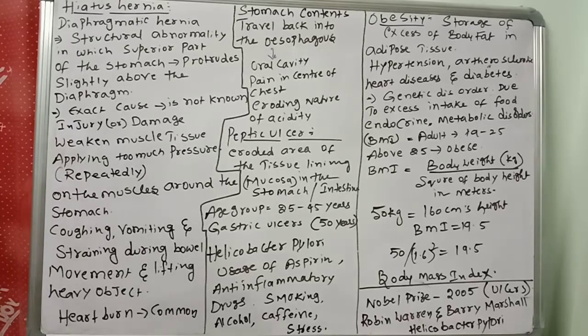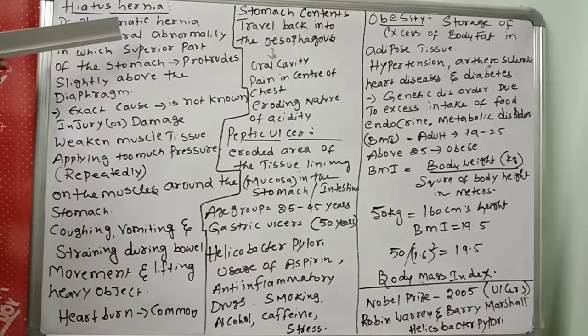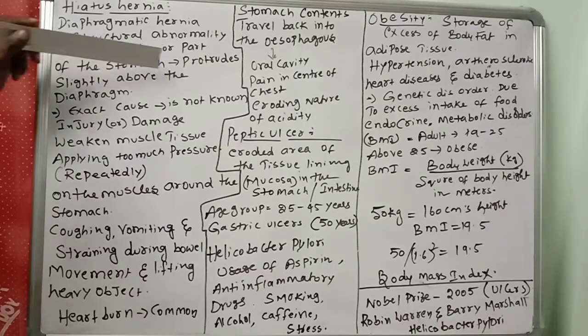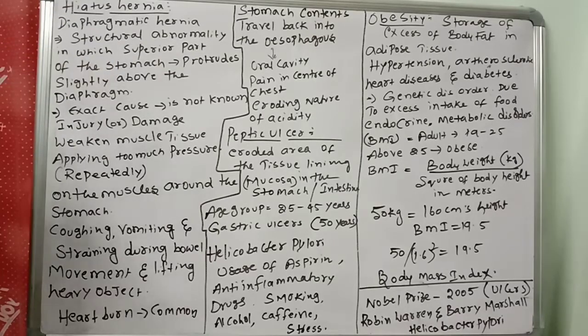Hiatus hernia is also called diaphragmatic hernia. Actually, what is this problem? You should listen very carefully. It is a structural abnormality, a structural disturbance in which the superior part of the stomach protrudes slightly above the diaphragm. So the stomach part will protrude above the diaphragm.